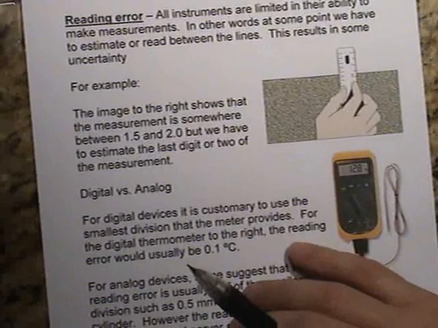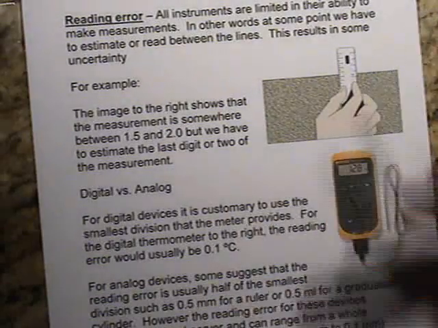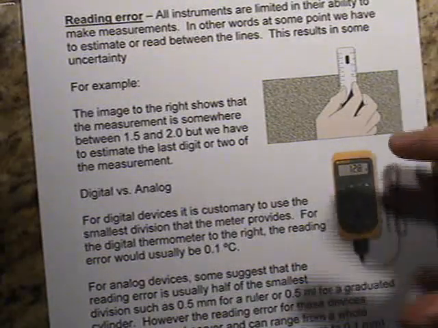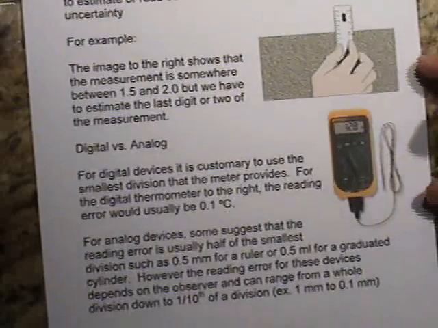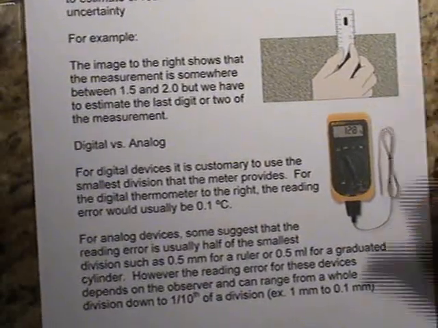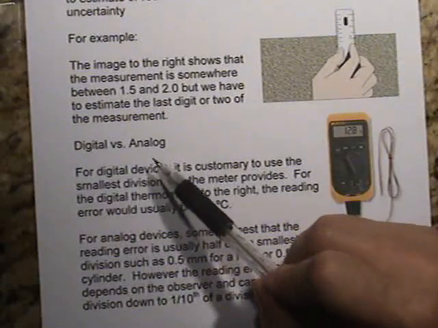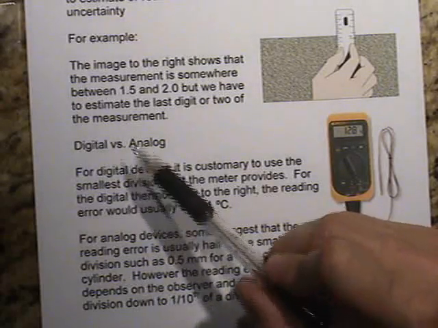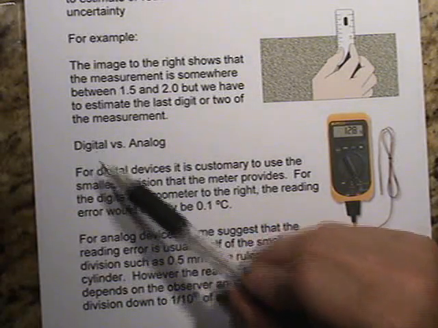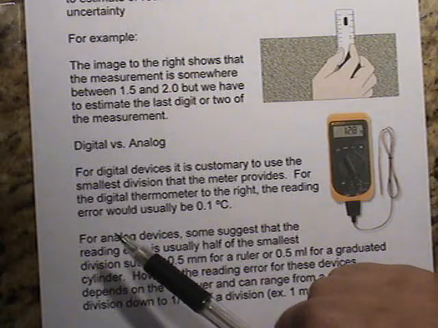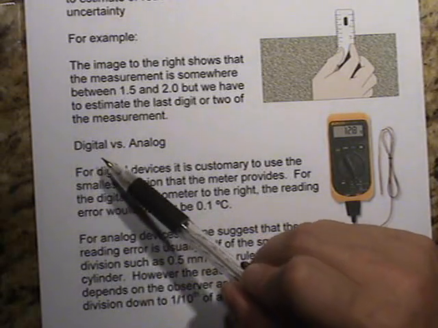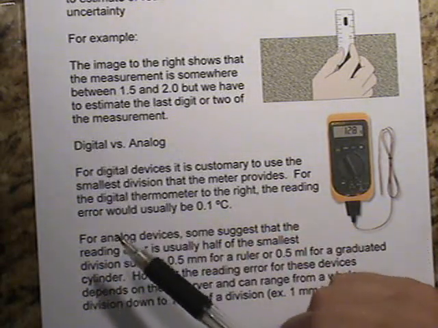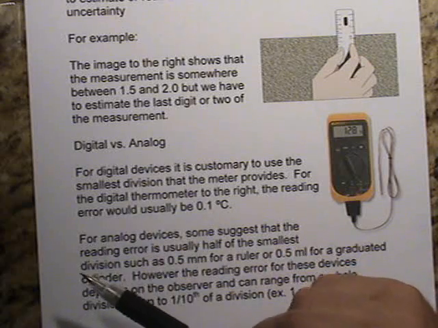So that brings up the different types of devices that you can use to make measurements, and there are really two types that we need to think about: digital and analog. Until recently, we didn't have digital instruments for very many of the things that we would make measurements of, but in today's age, digital devices are almost more common than analog.